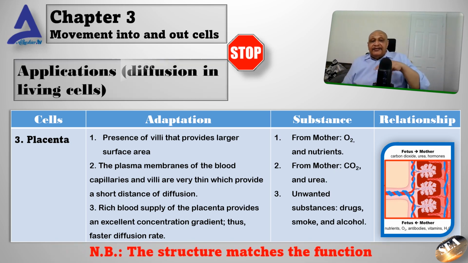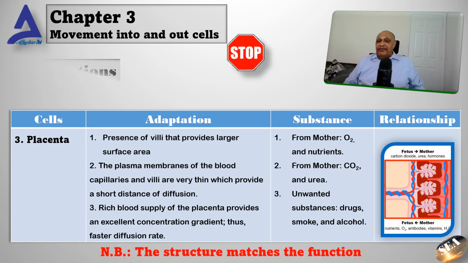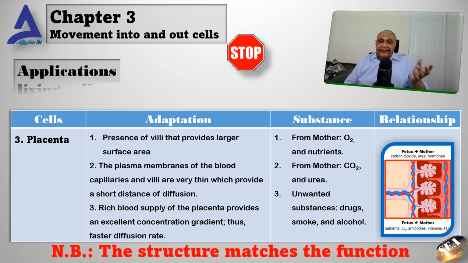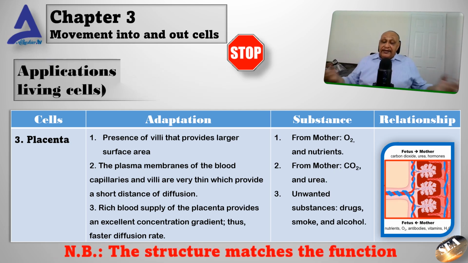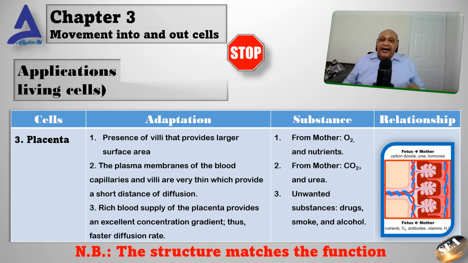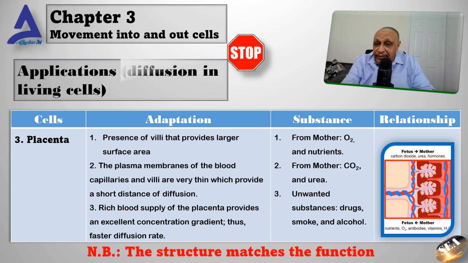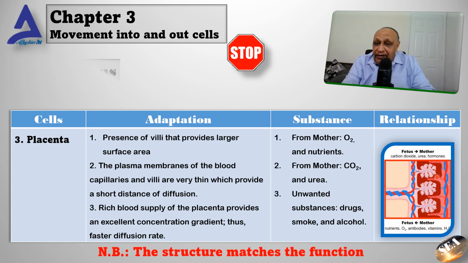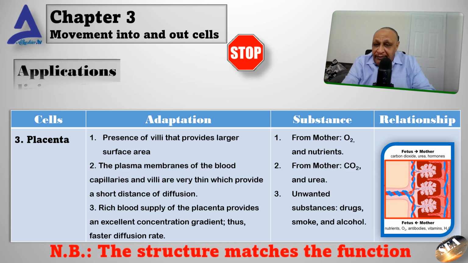So it's the presence of villi that provide a larger surface area, and we talked about this when we talked about the intestine. The same thing, it increases the surface area. When you increase the surface area, you increase the rate of diffusion. The plasma membrane of the blood capillaries and villi, you see them here: all these villi from the mother and villi from the fetus, and also here in the blood stream.